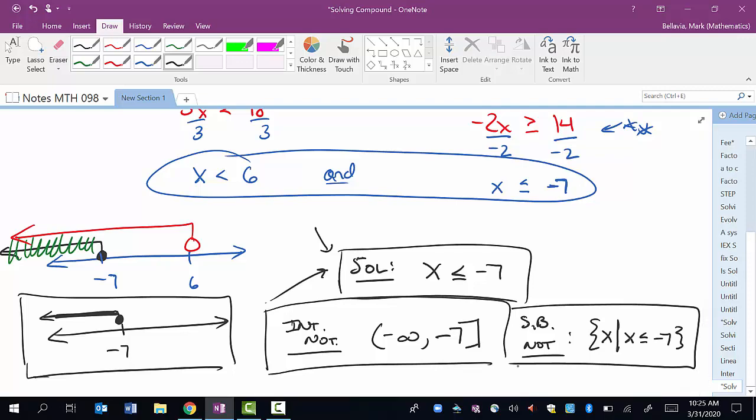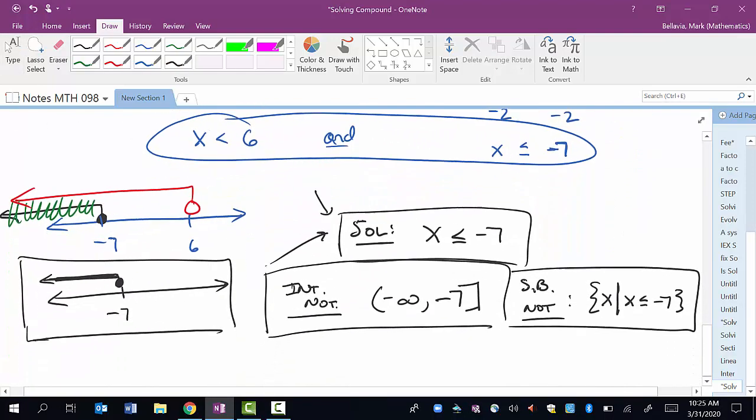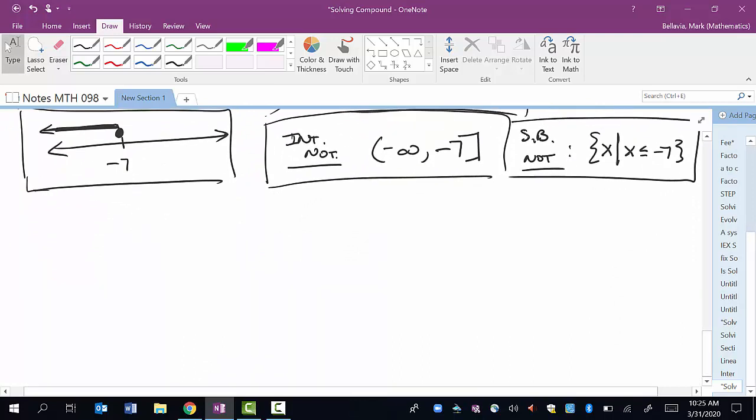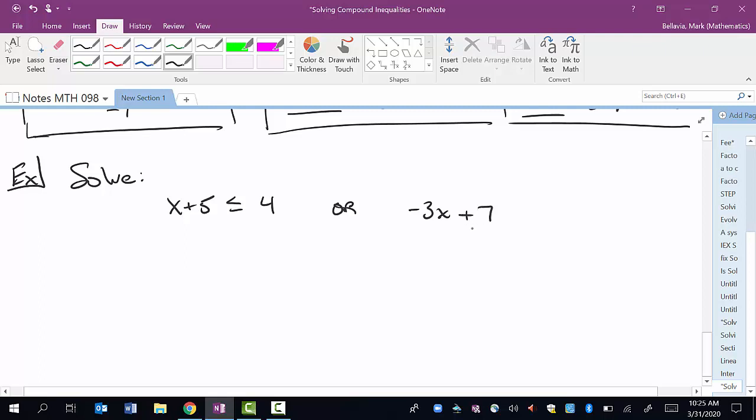Alright, so that's solution 2, where these two solutions overlap, the intersection. Let's take a look at a couple OR problems. I said to solve x plus 5 is less than or equal to 4, or negative 3x plus 7 is less than negative 8.